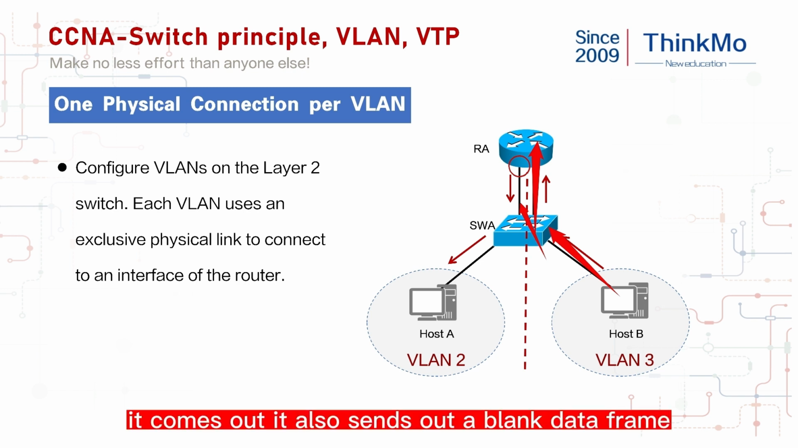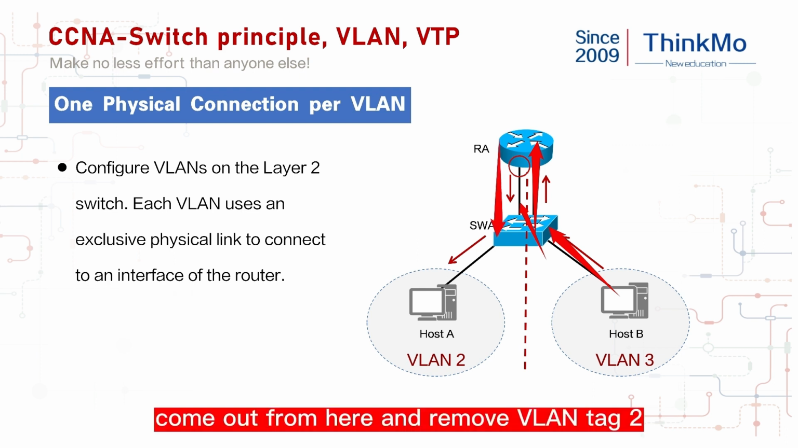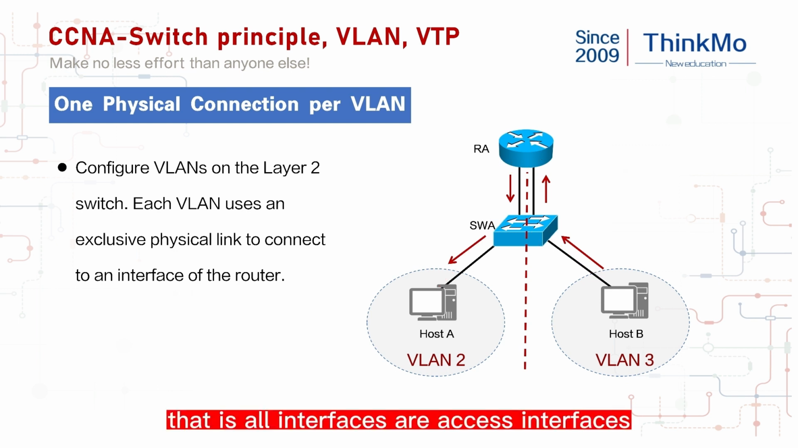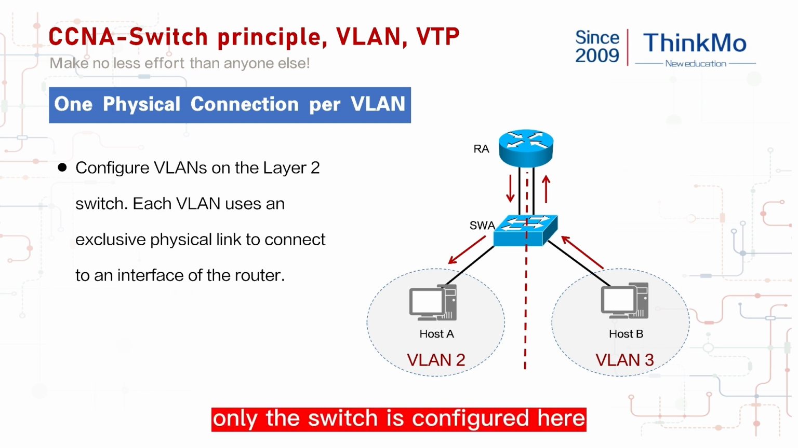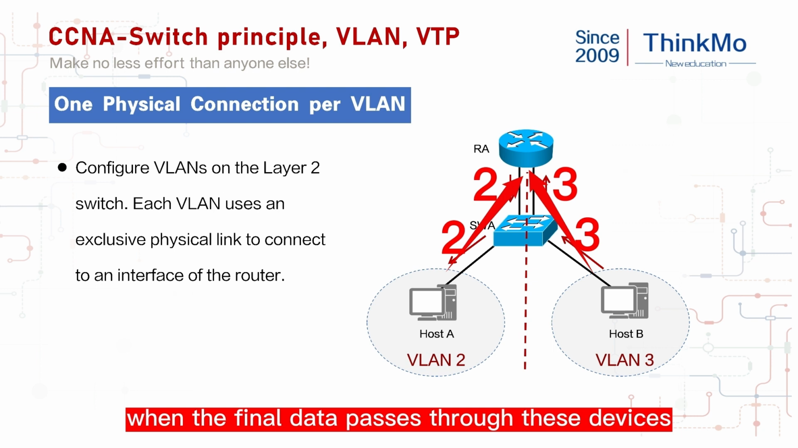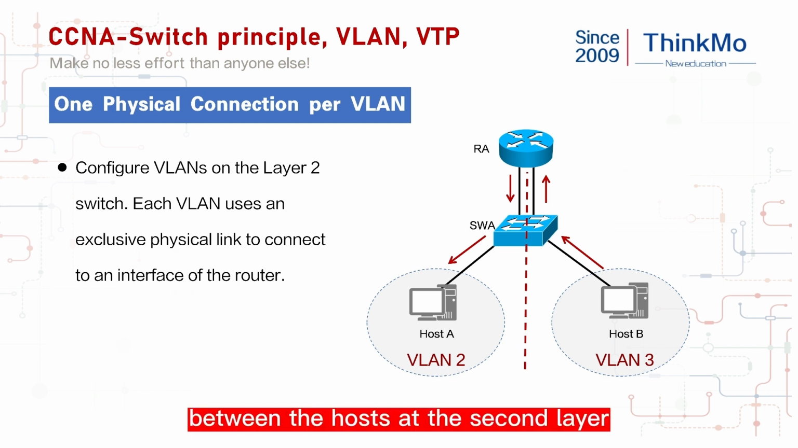It comes out and sends out a blank data frame. Go here and put VLAN tag 2. Come out from here and remove VLAN tag 2. Then send to host A here. That is, all interfaces are access interfaces. Only the switch is configured here. Both of these are tag 3, and both of these are tag 2. Tag 3 and remove tag 3 here. Tag 2 and remove tag 2 here. When the final data passes through these devices as a blank frame, it can isolate the communication between the hosts at the second layer and help them communicate at layer 3.